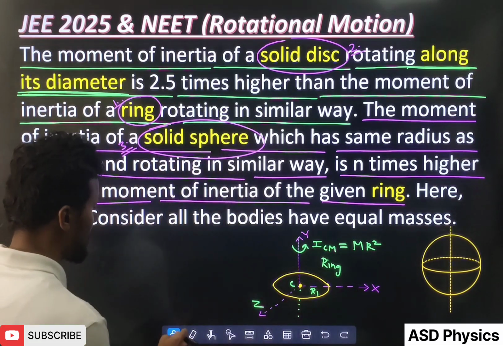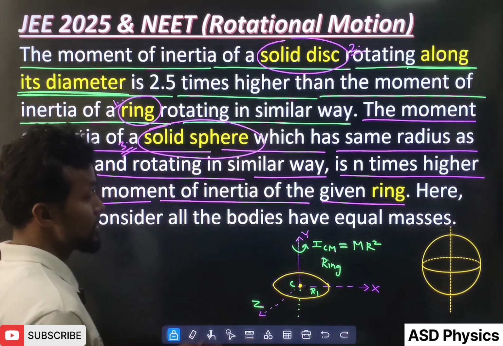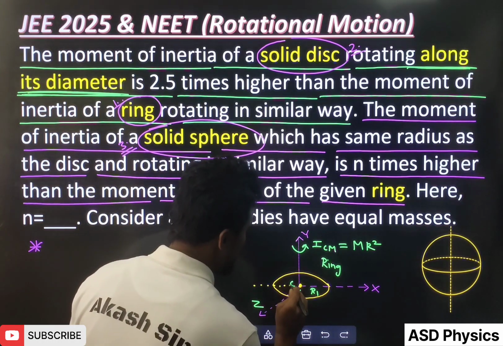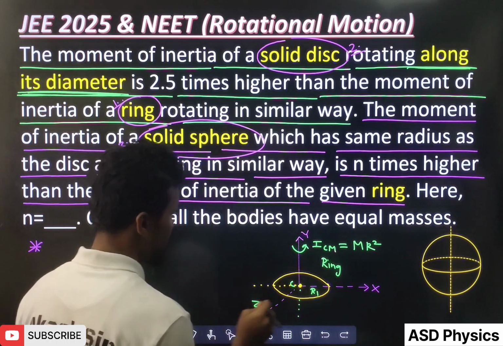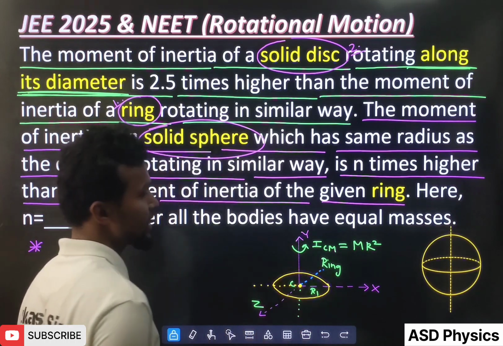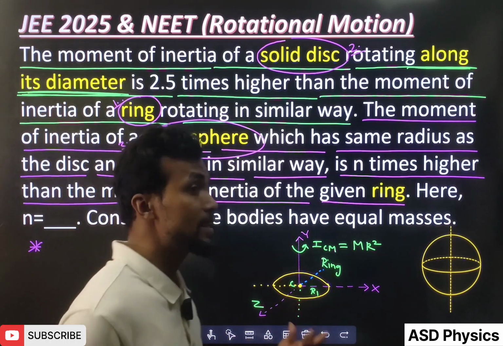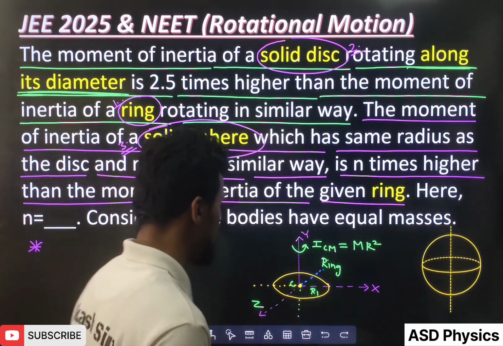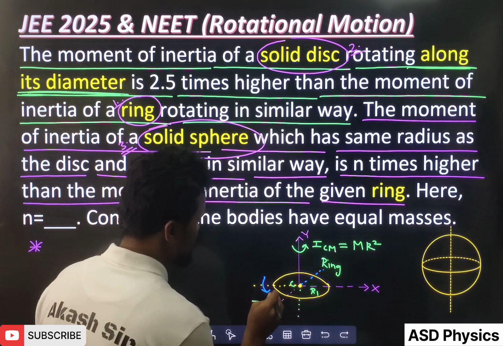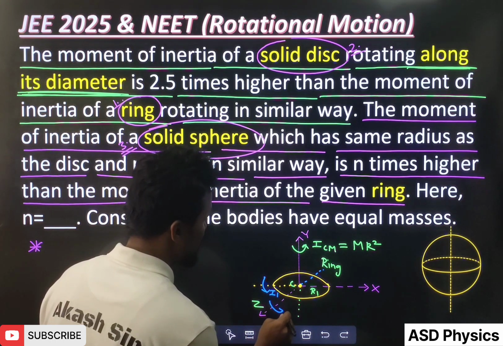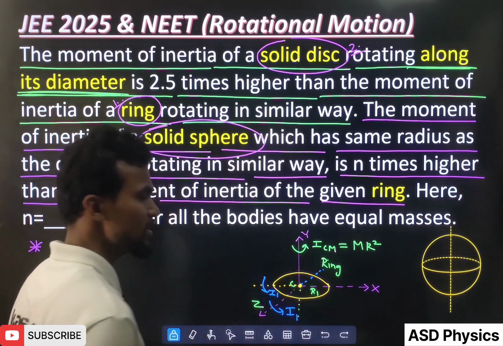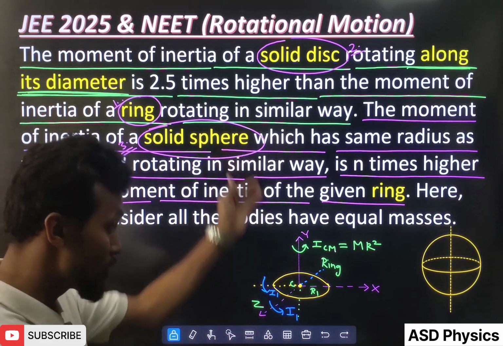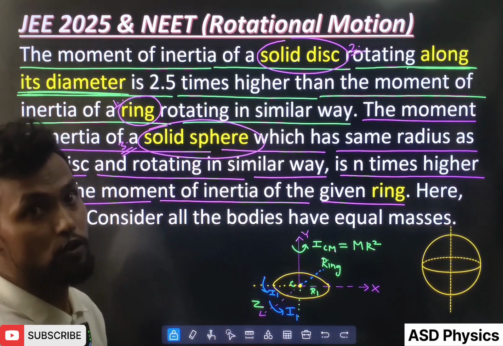Now that is for the ring, but here they are not telling about this axis, they are telling about the diameter. So diameters are which axes? Diameters are maybe the x axis or maybe the z axis. So remember that when I apply the perpendicular axis theorem, we will get the moment of inertia about the x axis or the z axis. About the x axis, the moment of inertia is I1, both being diameters, and about the z axis also it is I1, because x is also a diameter, z is also a diameter here. And y is perpendicular to the plane of the ring.